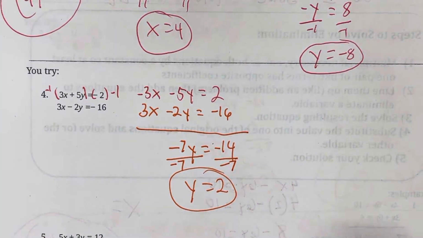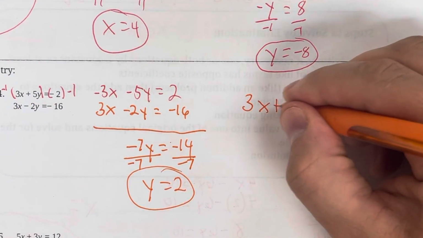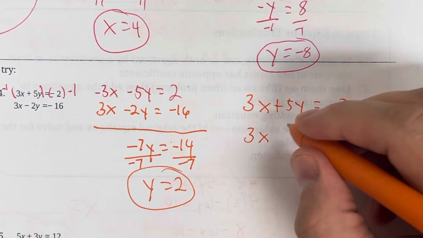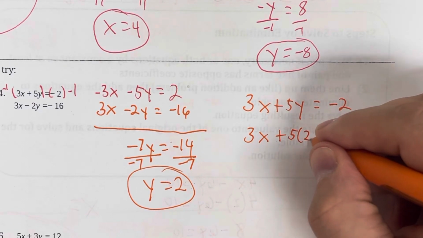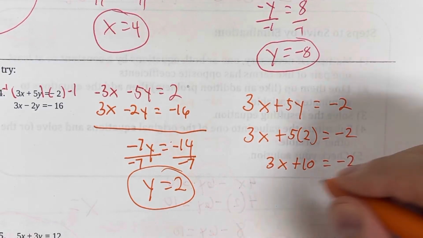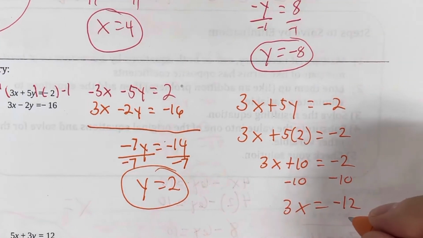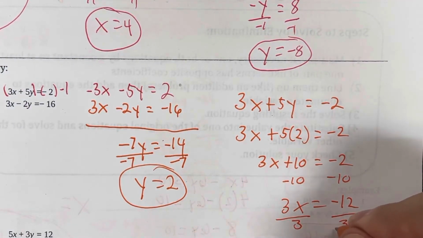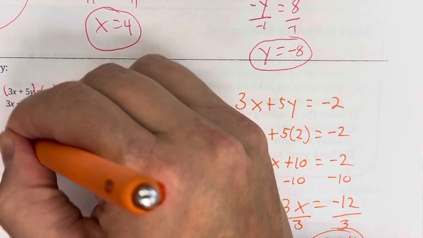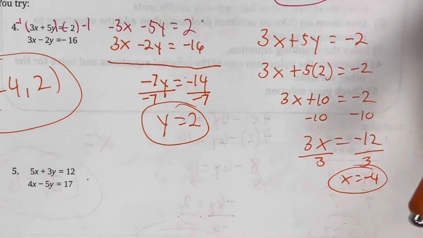Now pick one of the equations to substitute y back in. Again, I'm just choosing the top one. 3x plus 5y equals negative 2. Put 2 in for y. 3x plus 5 times 2 equals negative 2. 3x plus 10. Negative 2 minus 10, minus 10. 3x equals negative 12. And when we divide by 3, x is equal to negative 4. So our ordered pair is negative 4, 2. Got it.